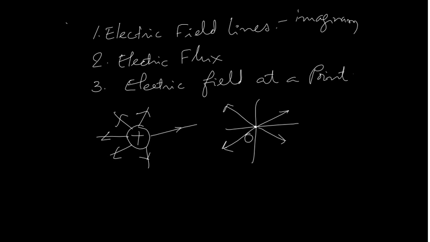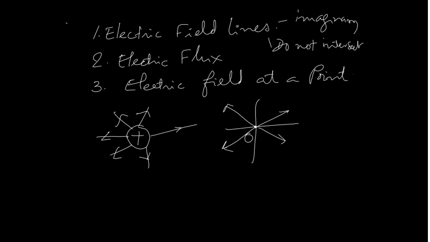In fact, it's like light also. If you draw a light ray from a bulb, it will go in all directions and a million rays will be there. But for simplicity, we draw only a few of them. So these lines are imaginary and they do not intersect each other. These are the two characteristics of the electric field lines.